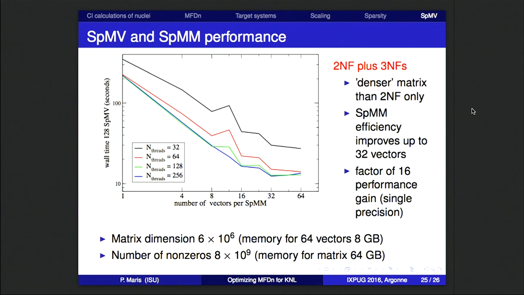If I do a different problem, and this is a problem where I have not only 2-body forces, but also 3-body forces, then the matrix is denser. Well, it's still pretty sparse. It's like 1 in 100,000 instead of 1 in a million. It does mean that the SPLM efficiency improves, and we can go up to 32 or 64. Even with 64 vectors, we use 8 gigabytes per 40 vectors, so that easily fits in MCDRAM.